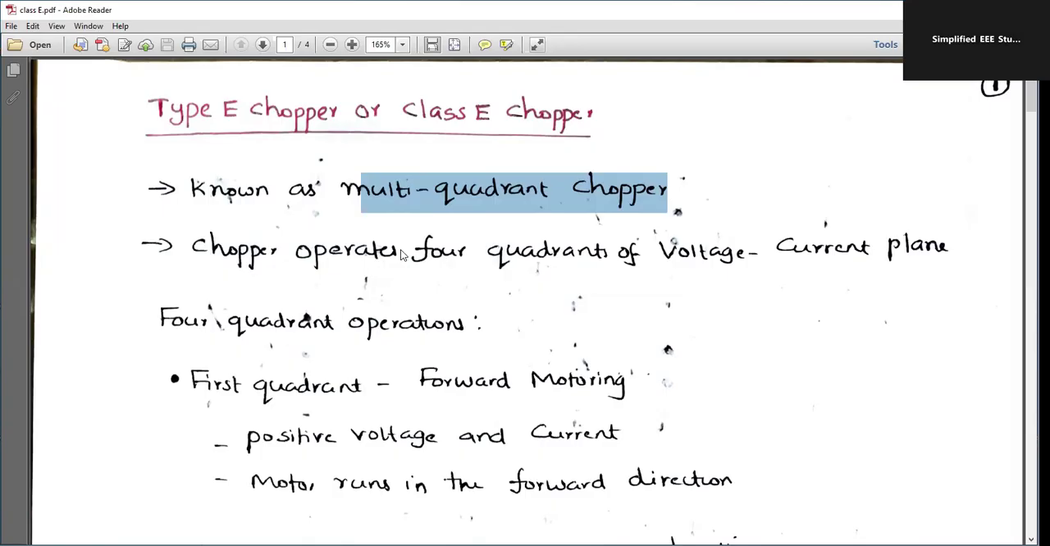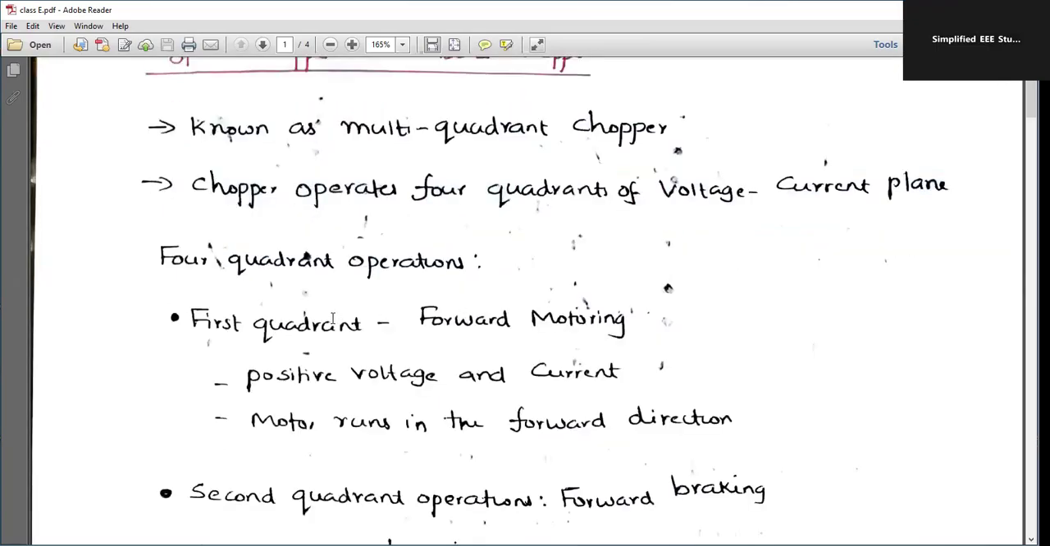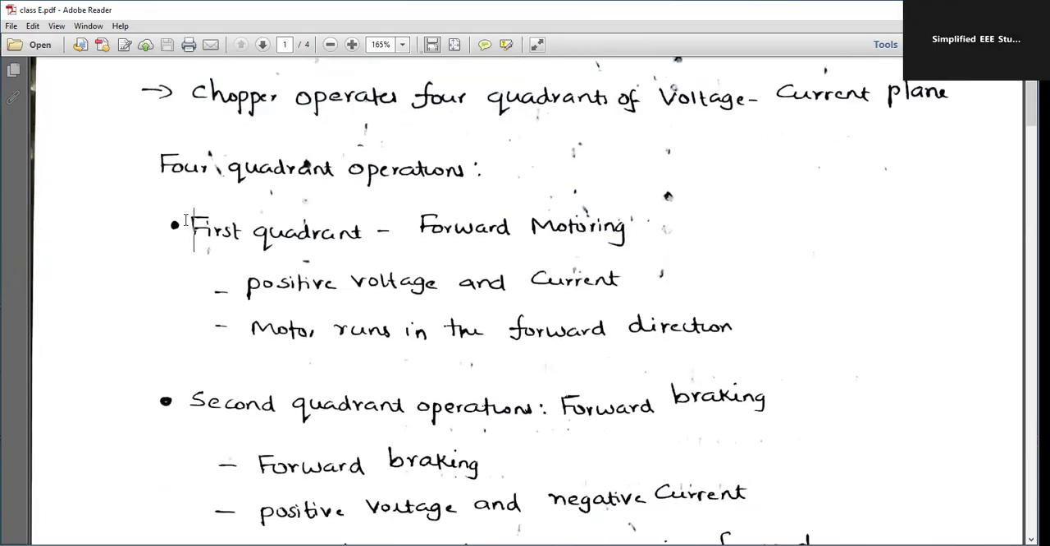So, if I plot a Cartesian plane, where the y-axis is voltage and the x-axis is current, then we can say it shows the operation of the chopper in the four quadrants, that is, the voltage-current plane. Now I would like to introduce the different operations in the four quadrants. When it comes to the first quadrant, the operation is known as forward motoring. In the case of forward motoring, the output voltage and current will both be positive. So the motor runs in the forward direction. That's a peculiarity of the first quadrant operation.